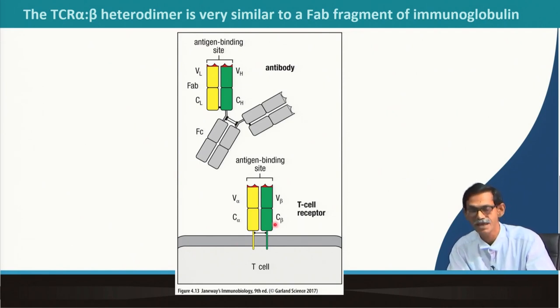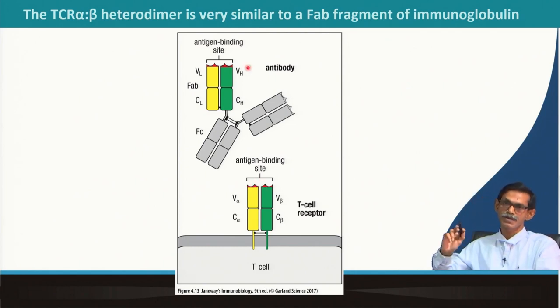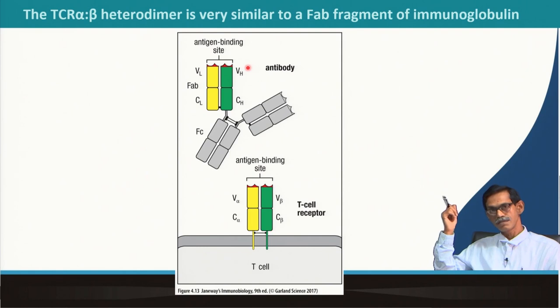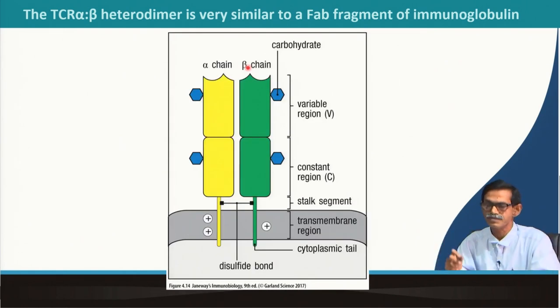So, alpha chain and beta chain of T cell receptor have one transmembrane domain each, and they are linked with a disulfide bond. And if you see the variable region alpha and variable region beta, they are very similar to Fab fragment. And the antigen binding site is also the same. So, I do not have to repeat everything I told during the discussion of antibody variable region, right. It is the same molecule, in a slightly bigger way.